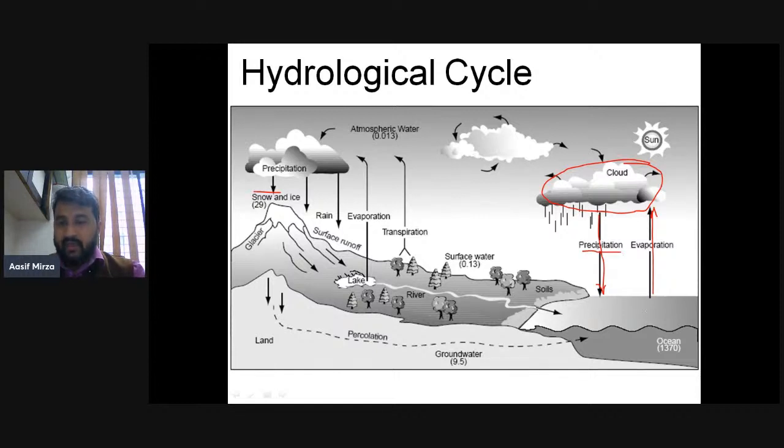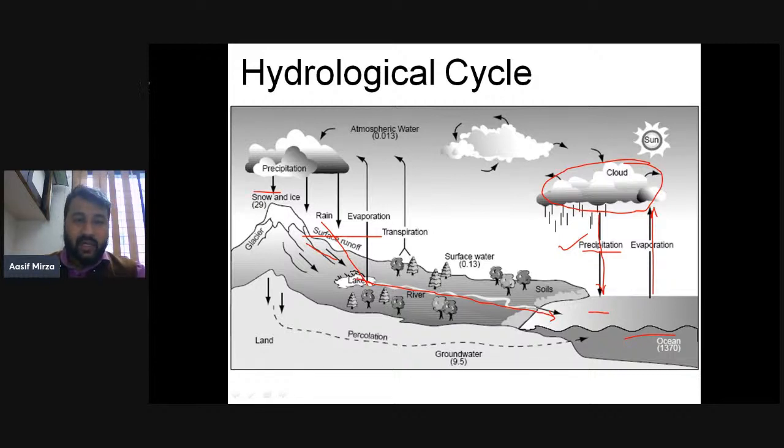Okay, now the ocean water increases not only because of this precipitation, but also because of the land water, which flows through the rivers and meets the ocean. So you can see here the precipitation which is received on land goes into the river, and the river meets the ocean. Okay, so this is how the precipitation and evaporation process is done.